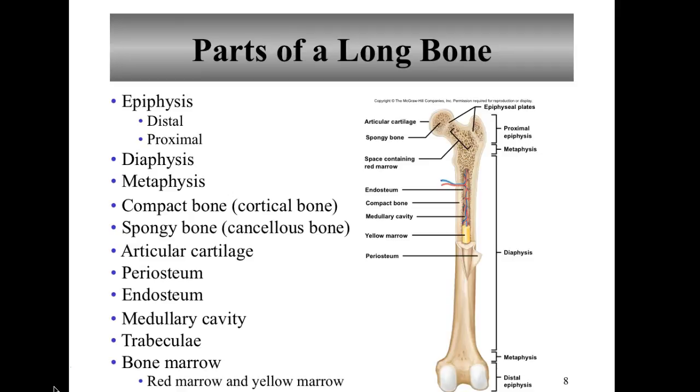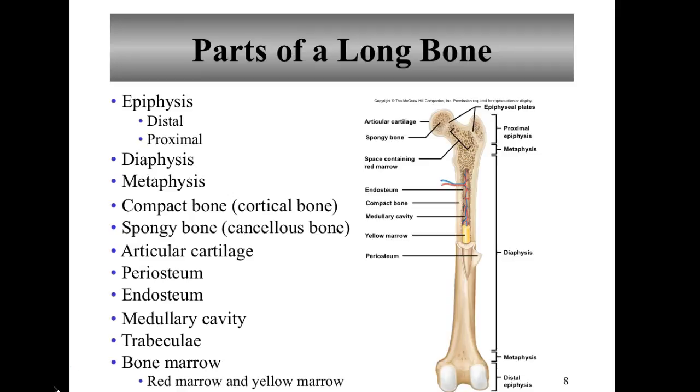You have the epiphyses. Those are the expanded ends of the long bone. It's a spongy bone filled with red bone marrow. And because it's filled with that red bone marrow, you do have that hematopoietic tissue in there. It forms synovial joints with other long bones.